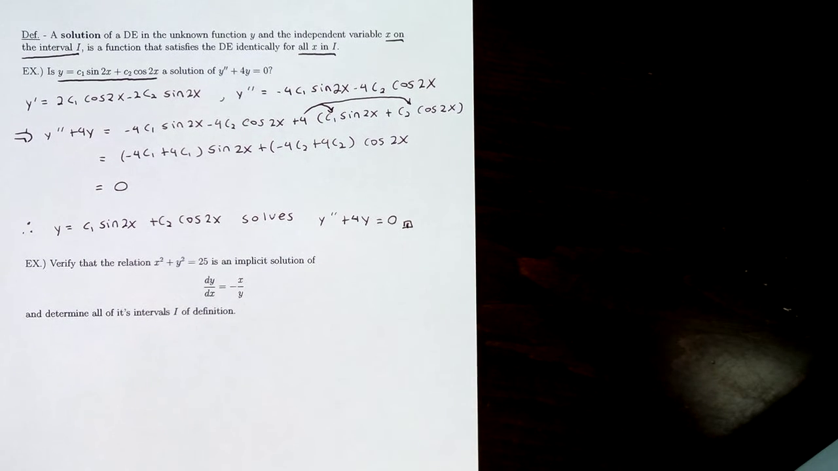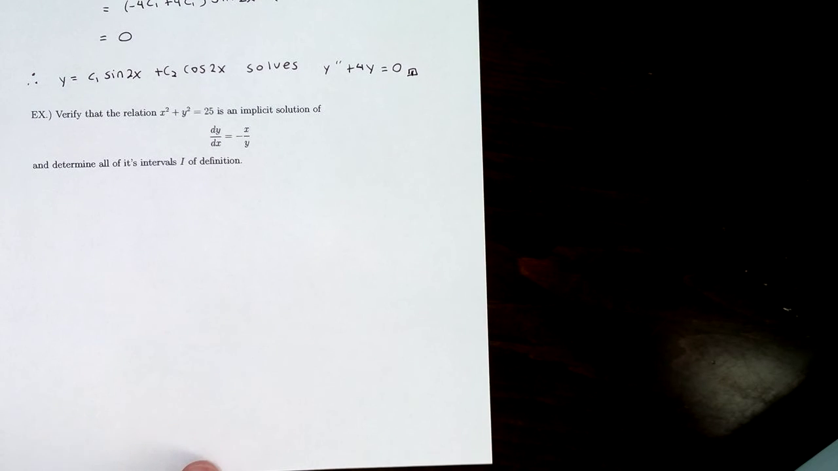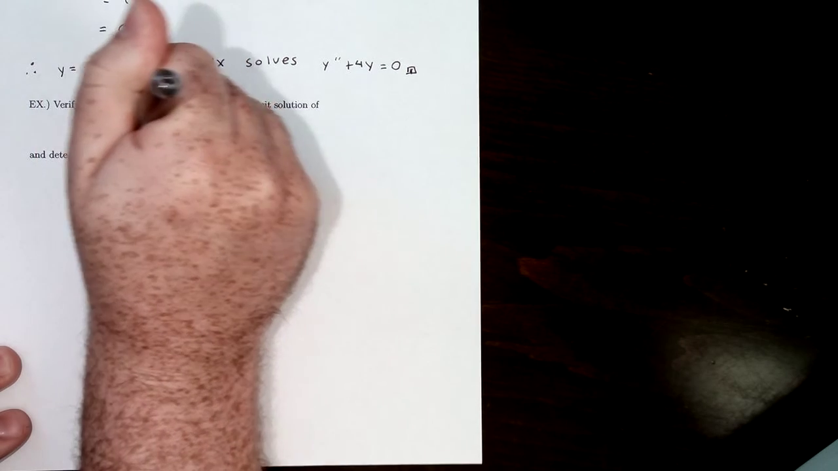All right, let's go ahead and do one final example with this lecture. So what we're going to do is show that the relation x squared plus y squared equals 25 is an implicit solution of dy dx equals negative x over y. But the difference in this example, we are going to determine all of its intervals of definition. So basically, where is the function defined?